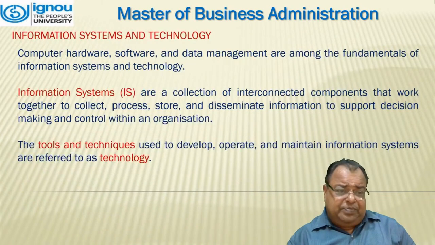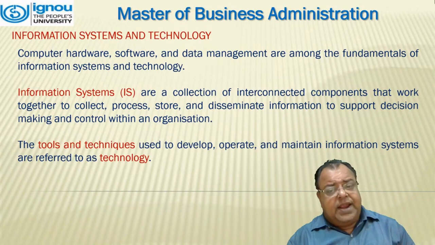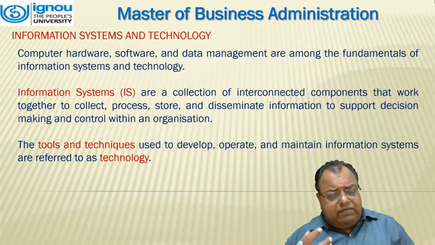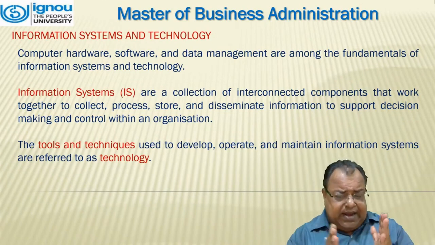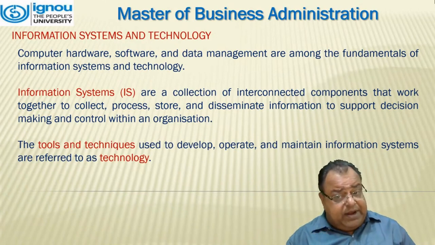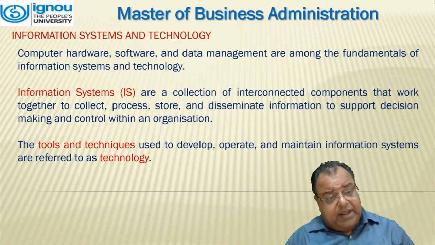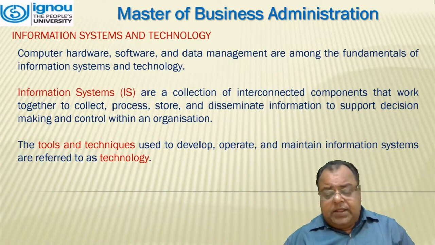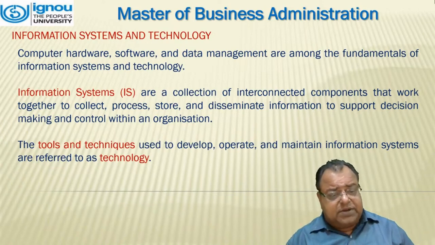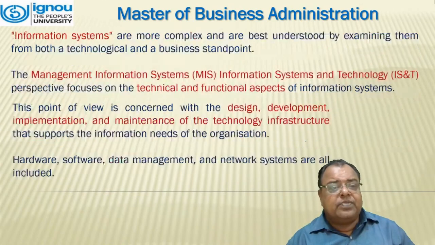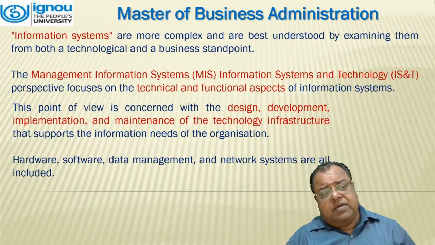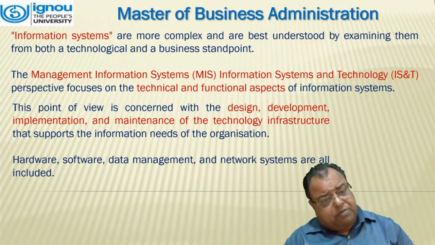Information system and technology: computer hardware, software, and data management are among the fundamentals of information system and technology. Information systems are a collection of interconnected components that work together to collect, process, store, and disseminate information to support decision making and control within an organization. The tools and techniques used to develop, operate, and maintain information systems are referred to as technology. Information systems are more complex and are best understood by examining them from both a technological and a business standpoint.